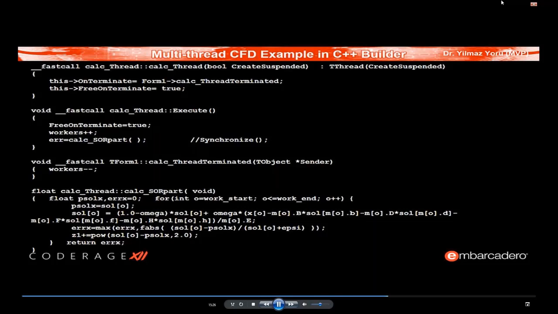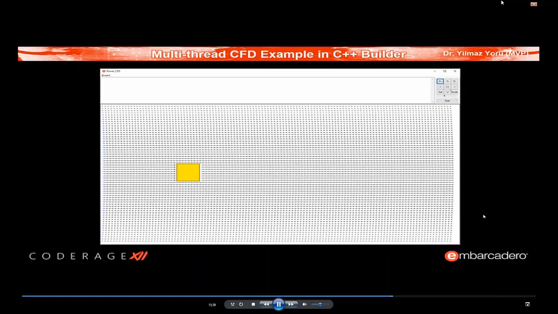Here is the application that we generated. There are a lot of unknown nodes, as you see. Those are shown in vector form, and we have a block, shown in yellow color, in the middle of the flow. We want to see what happens in front of this block and behind the block, so we want to simulate this.